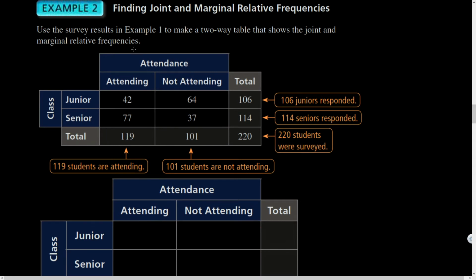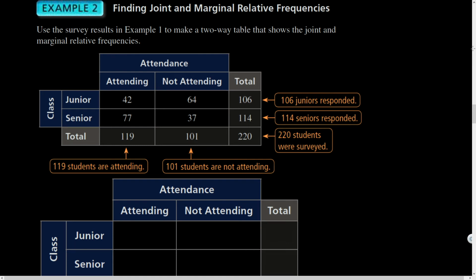So example 2. Find the joint relative frequency. So I'm just going to do that one piece. Okay. So use the survey results in example 1. Here's, by the way, the answer from example 1, already copied and pasted here. Bunch of little facts for us. Wonderful. Use the results from example 1 to find the joint and marginal frequencies.